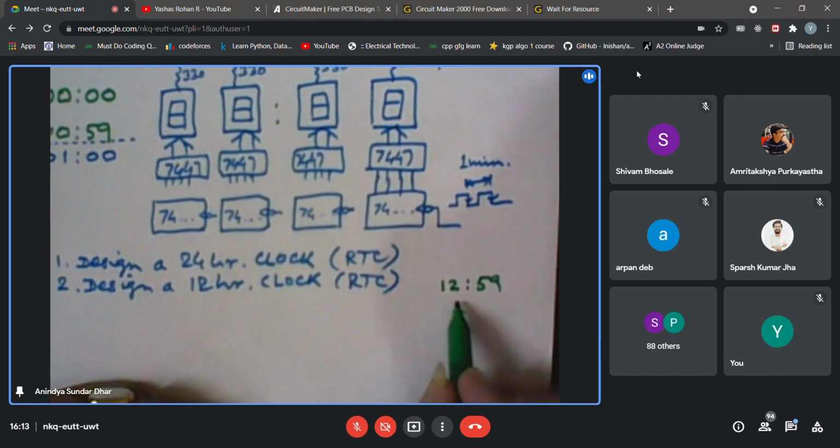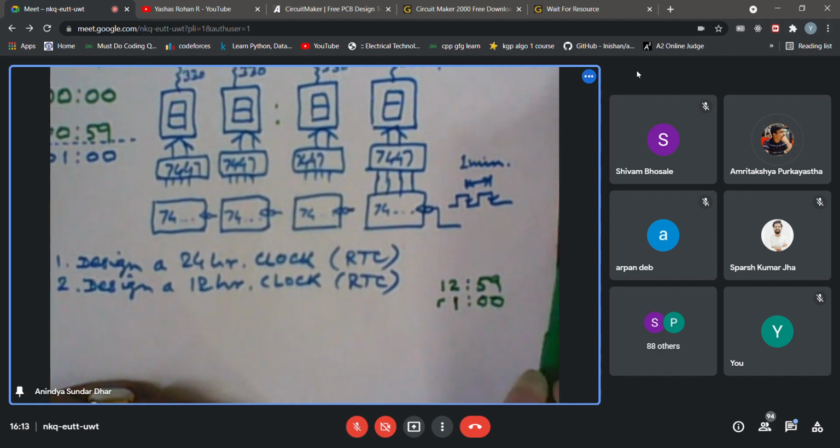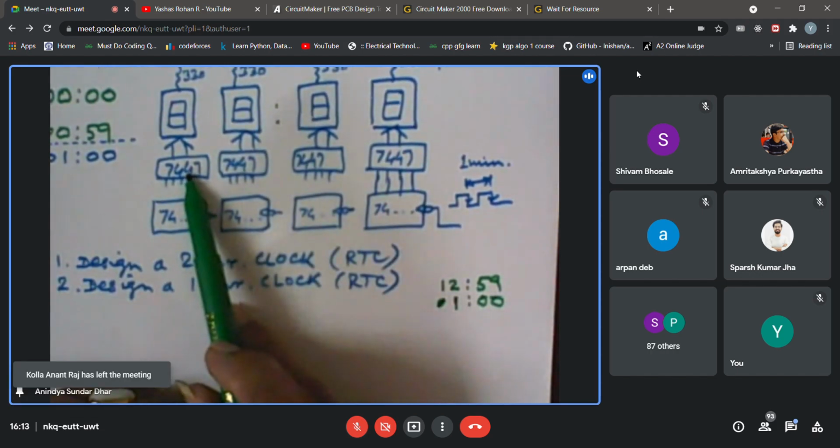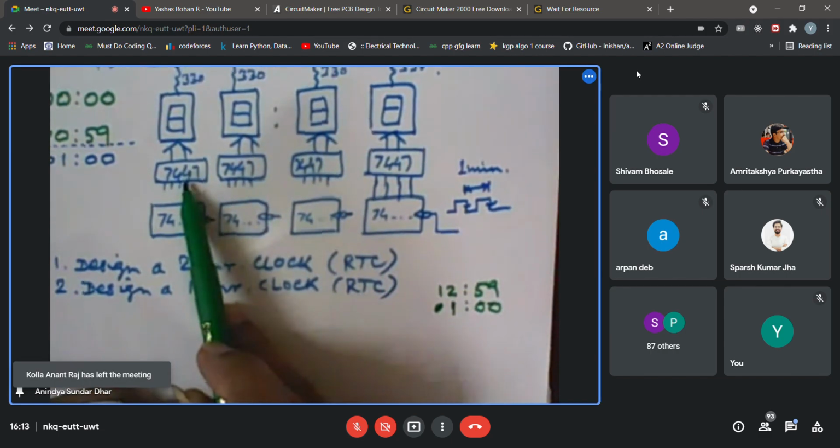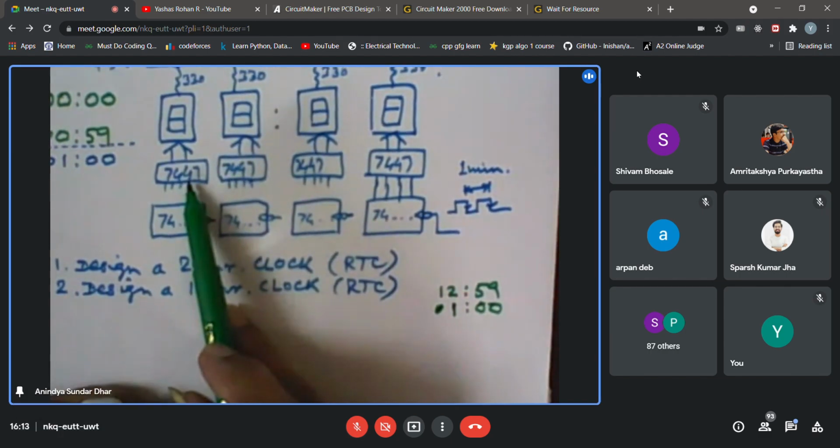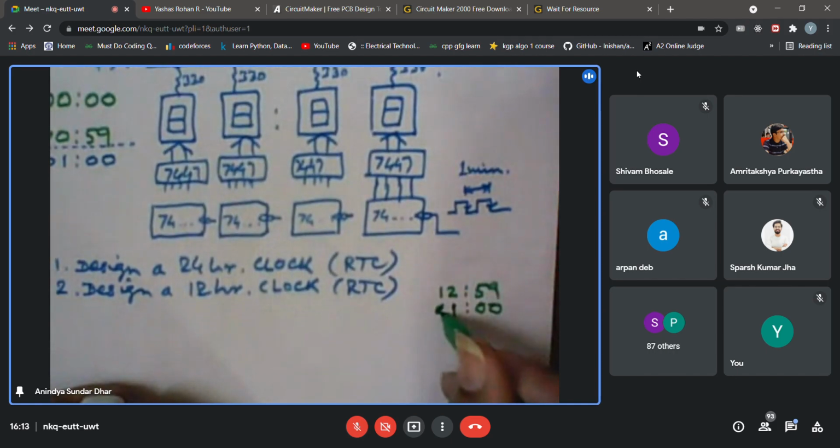After 12:59, the next value should be how much? 0. You can suppress the 0 if you wish. You know how to suppress that 0? There is actually something called a blanking input in the IC. I do not know whether in the simulator it is working. Last time I think some people complained that the blanking input of the 7447 is not working. But anyway, we don't mind having a 0 over here. But it should be 12.